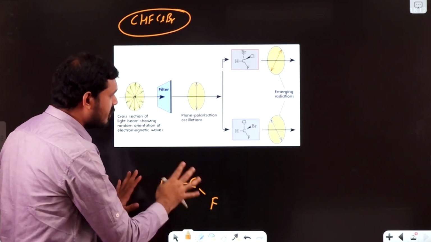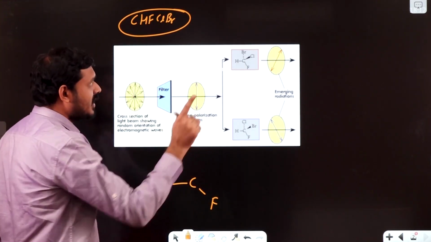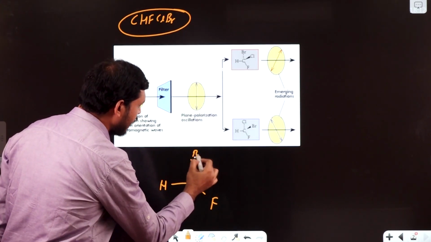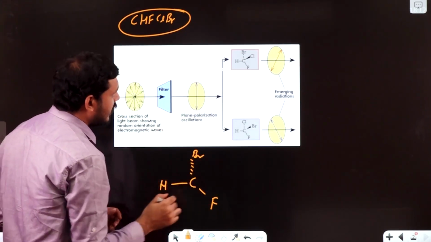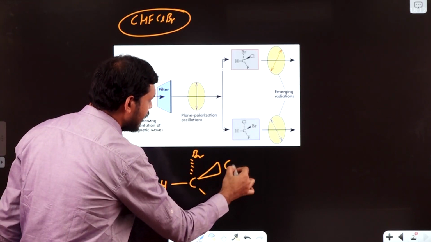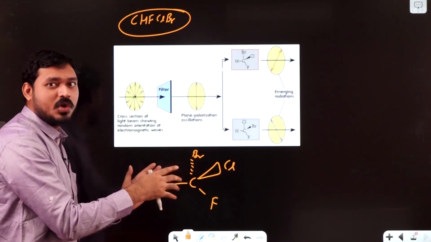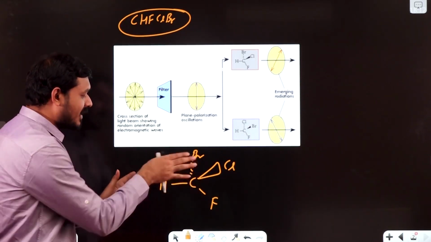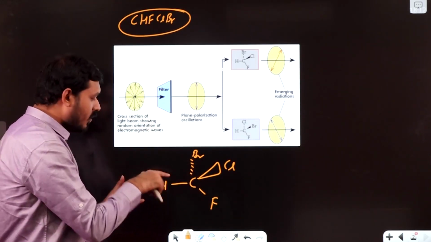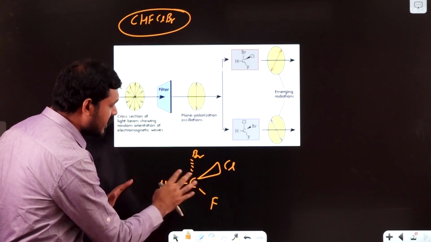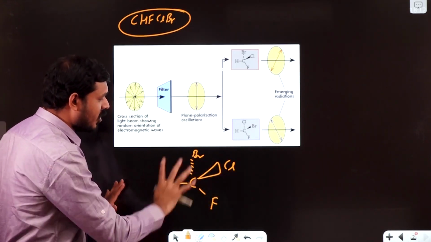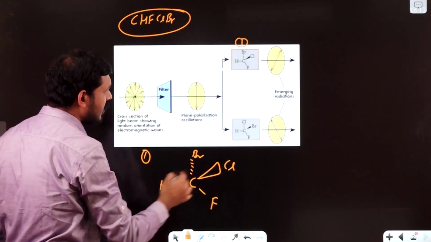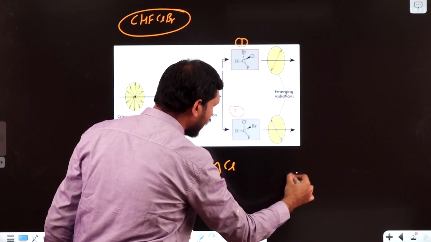It is in the plane of this board, and as we have already discussed wedge and dash form, you know, dash form is in the backside of the plane and wedge form is in front of the plane or towards you. So this chlorine is towards you, this bromine is backside of the plane, away from you. This fluorine and hydrogen and carbon are in the plane, in this plane only. Now this is your first, and this is your second, carbon.